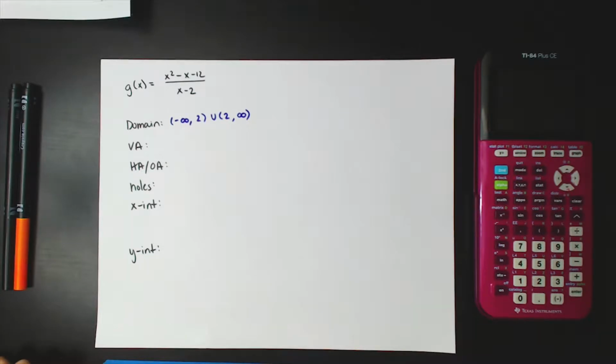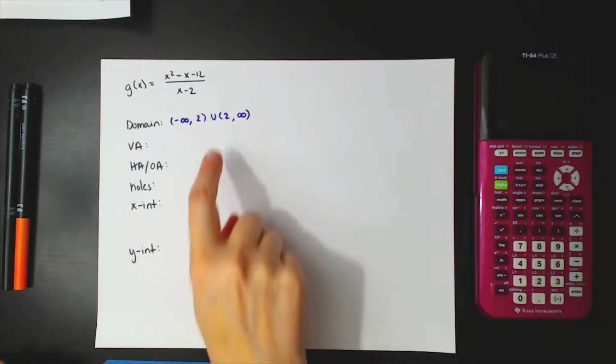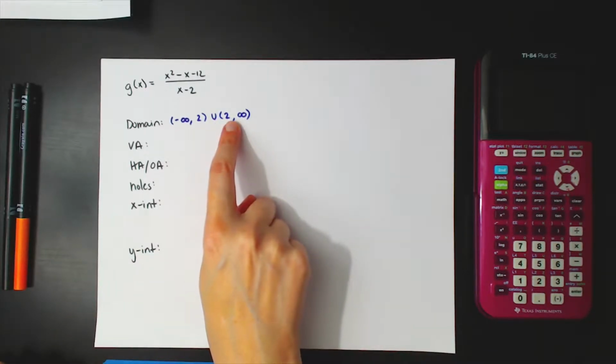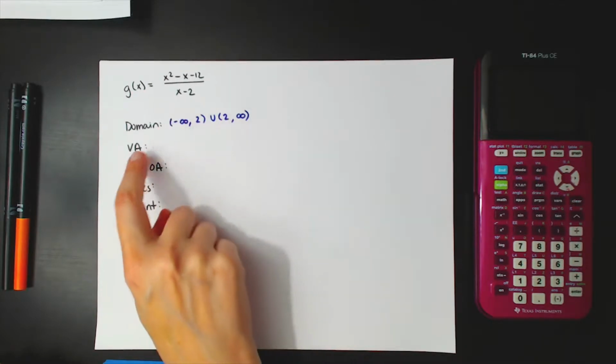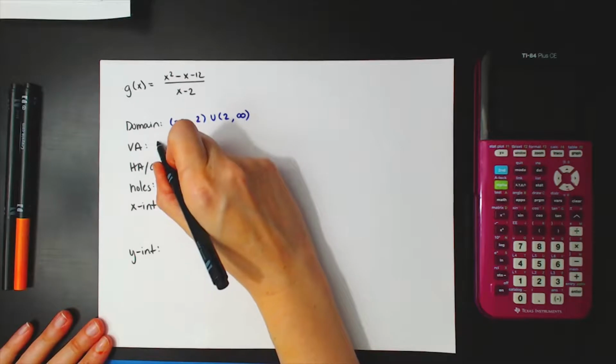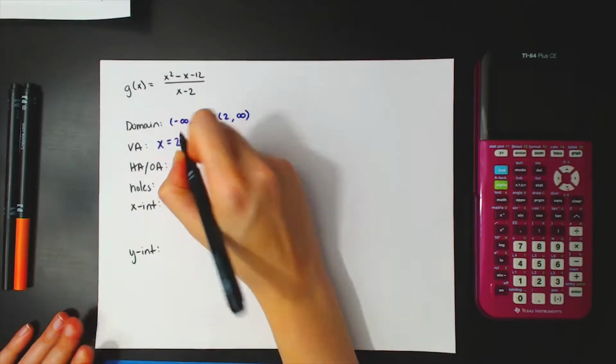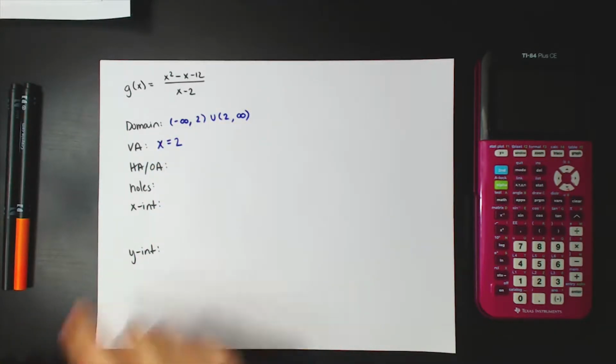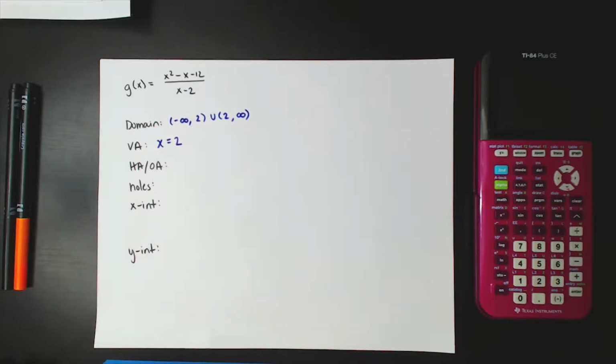So everything but 2. Since I know 2 is my issue, that's also where I have my vertical asymptote. The vertical asymptote is whatever makes 0 in the denominator. So that means I'm going to have the line x equals 2. You have to give that x equals part because it's a vertical line. You can never have an x value of 2 for this particular rational function.